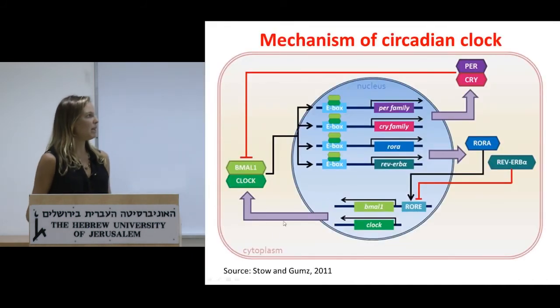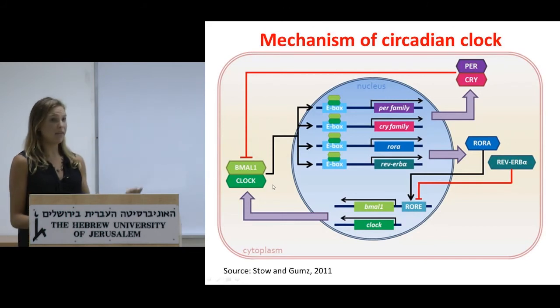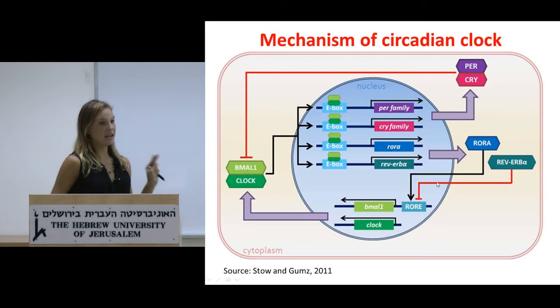We have here the BMAL and the CLOCK transcription factors in the cytoplasm, which dimerize together and enter to the E-box of the promoter side of the period family and cryptochrome family. Once enough of these are translated, they will translocate again to the cytoplasm and repress the activity of these transcription factors. However, we have 2 other reinforcing loops, 1 negative and 1 positive.